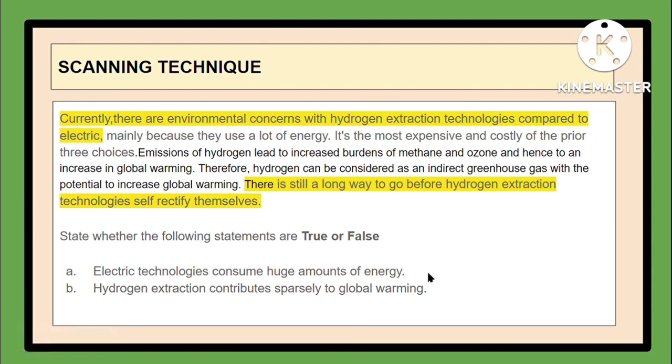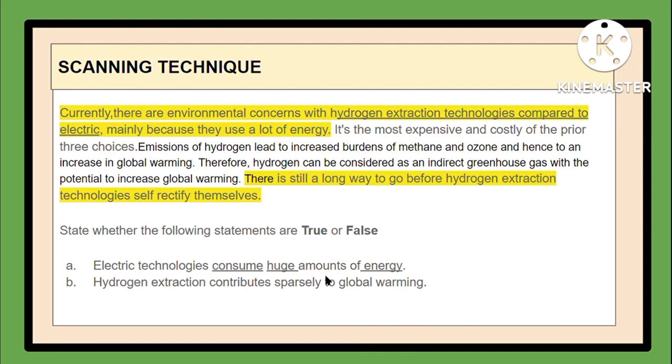Let's see. Electric technologies consume huge amount of energy. So the consumption of the energy by the electric technology, I'm going to highlight that, and I'm going to come to my paragraph over here. I've already read the first line and the last line, and I have a feeling I can find the answer here. So let's see that again. Currently there are environmental concerns with hydrogen extraction technologies compared to electric. So it's the other way around, so I'm going to put false here. False because it's the hydrogen extraction technologies which consume more energy and not the electric ones.